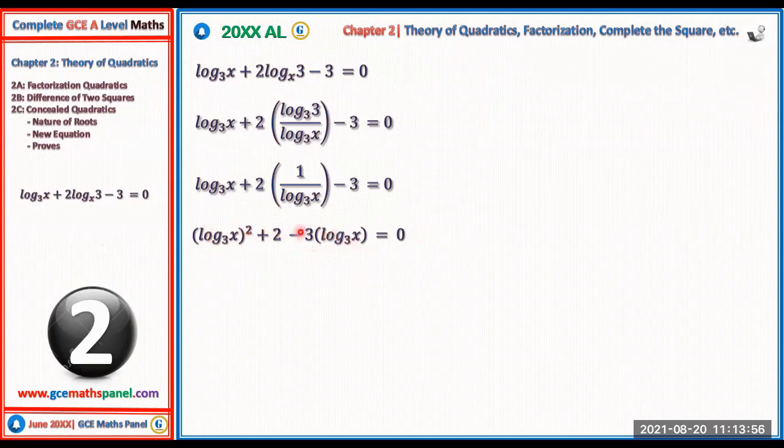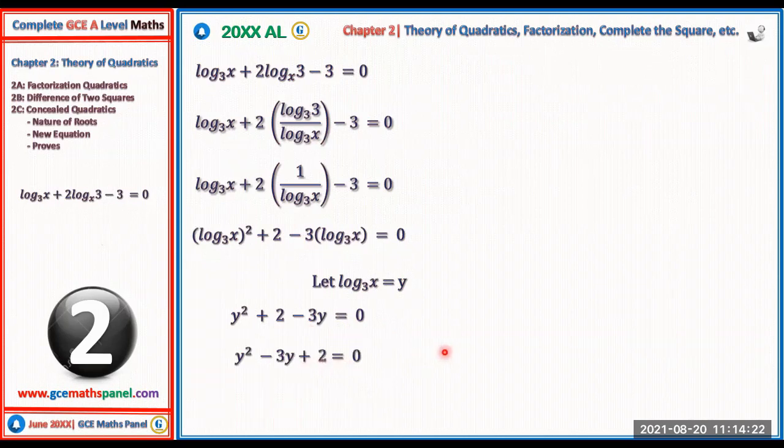Yes, sir. We have a quadratic in which we can let log x base 3 be equal to t or any other letter that is not already appearing here. Let me use y. Let log x base 3 be equal to y. And here we'll have y squared plus 2 minus 3y equals 0. We can now write it in the general form as y squared minus 3y plus 2 equals 0. And when we solve for y, we'll have y equals 2 or y equals 1.